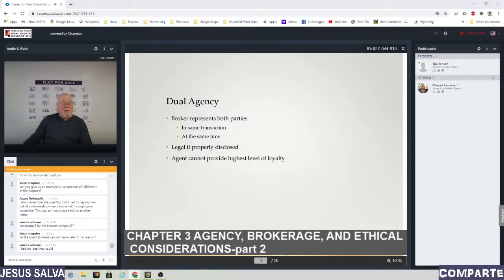Dual agency, as we said, is a representation of both the buyer and the seller in the same transaction without favoring either one. It is legal if we properly disclose and get all proper consent forms signed, but the agent cannot provide the highest level of loyalty. Because if I hear something on the buyer's end that could benefit the seller, I can't tell the seller that. Remember, I'm not allowed to show preference to buyer or seller. I'm working for both in equal capacity. I must treat them equally. All right.